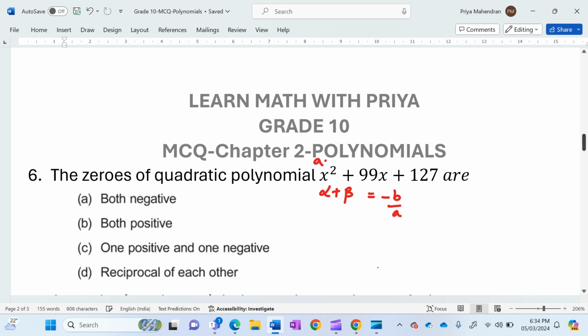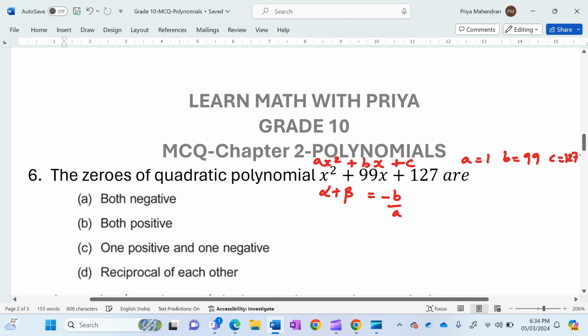So here it is ax square plus bx plus c. So when I compare this, I know a is equal to 1, b is equal to the coefficient of x, which is 99, and c is equal to 127, isn't it? So minus b by a will be minus 99, and the product of the roots will be c by a, that is equal to 127 by 1, that is equal to 127. So you can see here, when I multiply the two zeros, I'm going to get it positive.